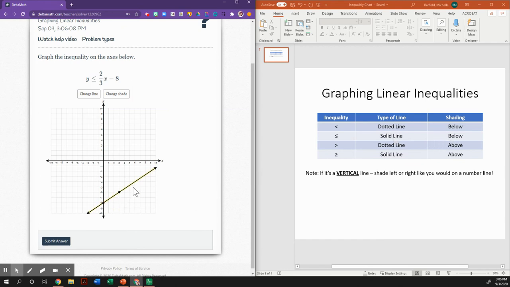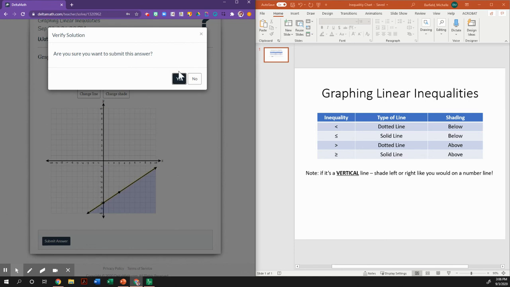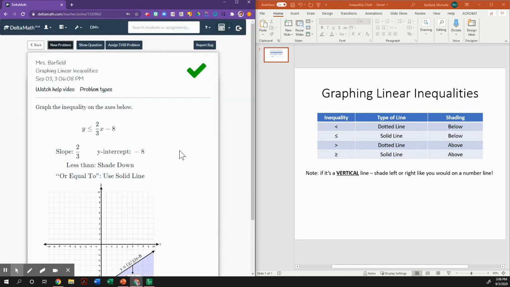So there's no change on my line. Shade below. So this is below. Okay, like I said, it doesn't matter if the person is walking uphill or downhill. So in this case, the person would be walking uphill, and I have shaded below him. Okay, submit my answer. And there you go.